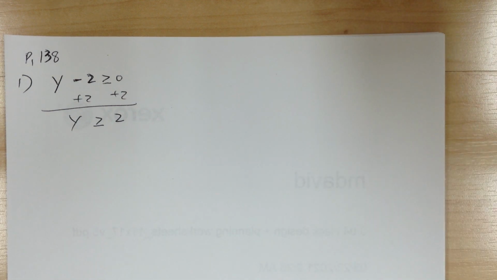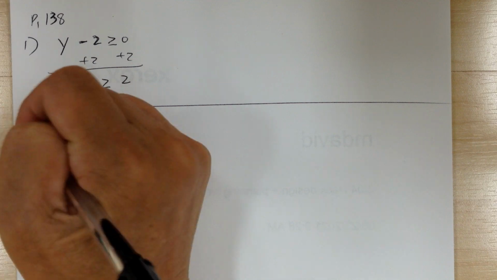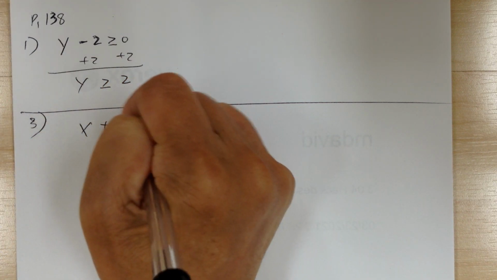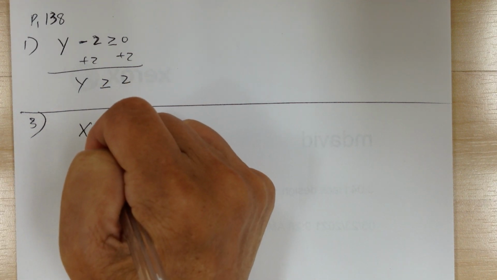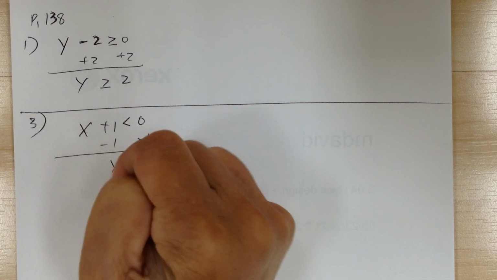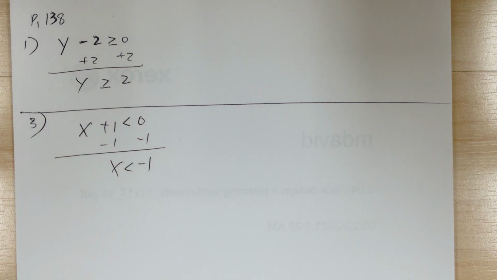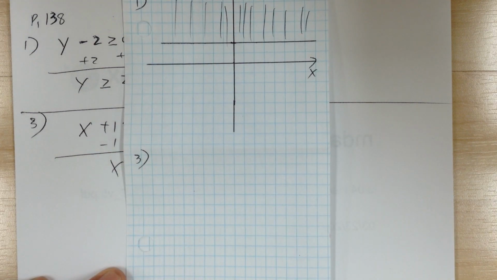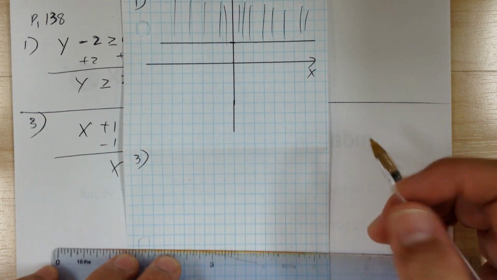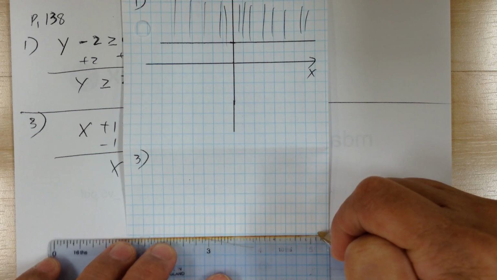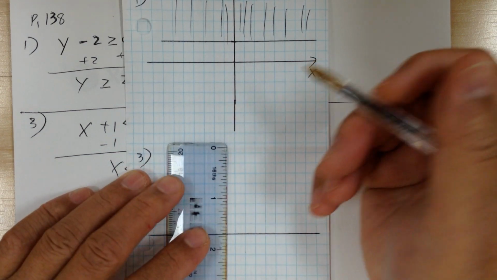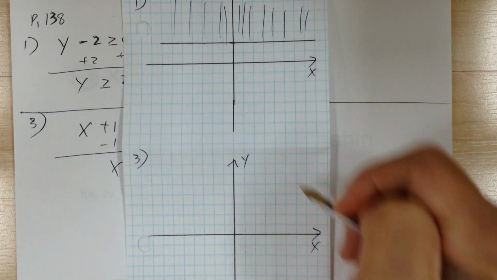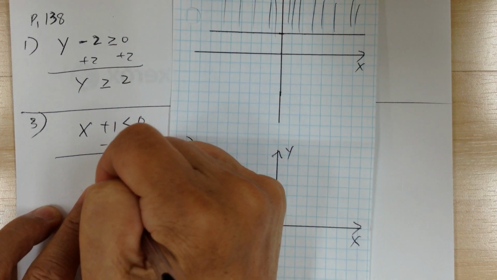Okay, let's go to the next one. So you have x plus 1 is less than 0. Again, when you have only one variable, you can just go and solve. So you got x is less than negative 1. Okay, so for number 3, x is less than negative 1.